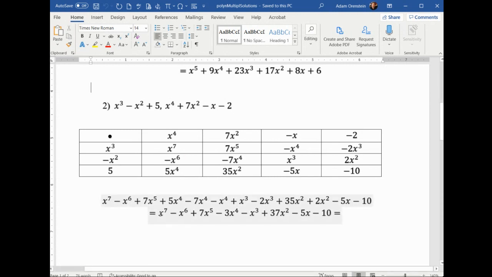So we get x to the 7, minus x to the 6, 7x to the 5th, 5x to the 4, minus 7x to the 4, minus x to the 4. That looks like it's minus 3x to the 4. Next, x cubed minus 2x cubed. That's minus x cubed. 35x squared plus 2x squared is 37x squared. Then we have minus 5x, and we have minus 10. So that looks like the answer here.